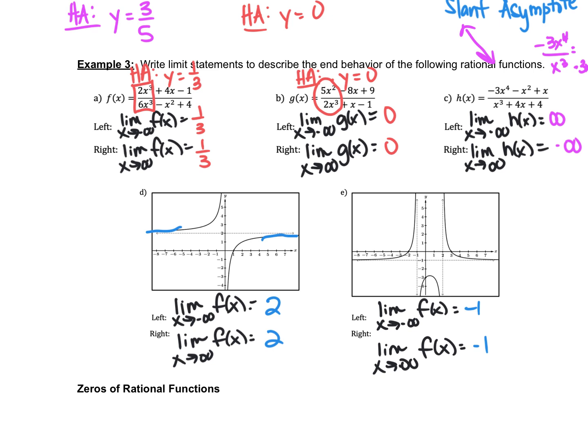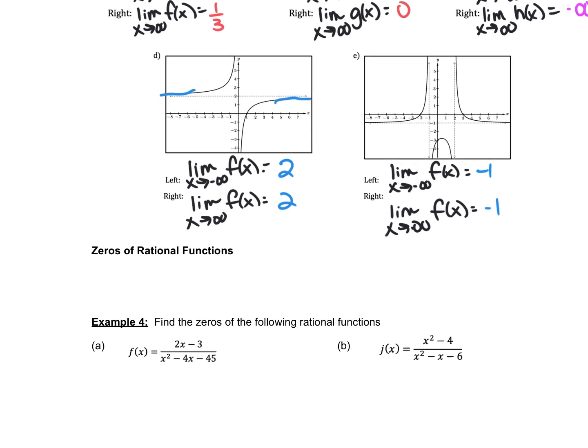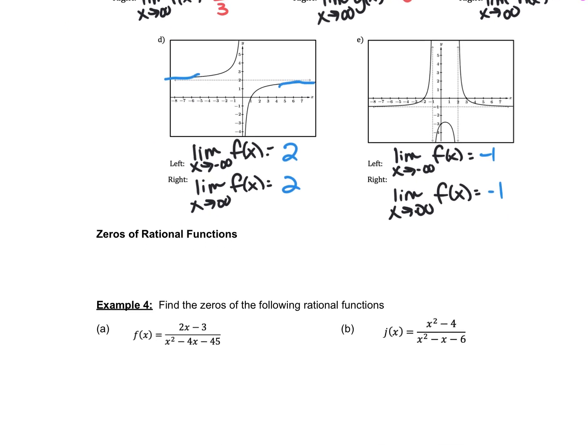All right, good. Well, let's get into the good stuff. The next part's super easy, zeros of rational functions. How do you make a fraction equal 0? Which part of it has to equal 0? The numerator. If you want a fraction to equal 0, then the numerator has to equal 0. But as with all things algebra, there's always a but. So zeros of our rational functions are where the numerator equals 0.